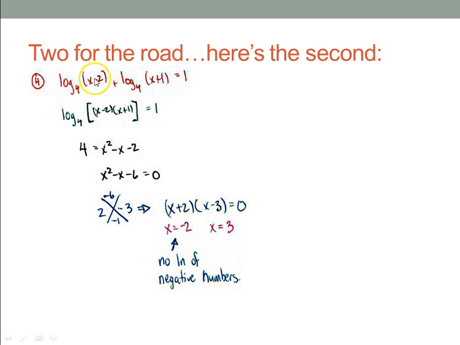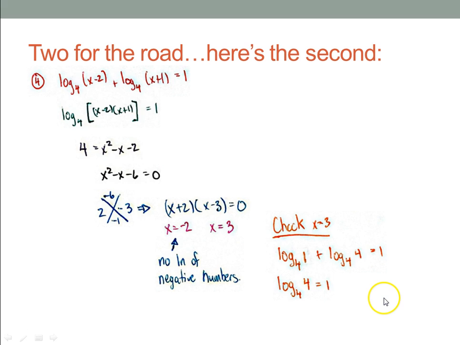This -2, when I plug it here, will give me a negative number, so that does not work. And then I can check x equals 3. If I put 3 here, I get this expression. If I'm adding logarithms, again, I can multiply, so 4 times 1 is 4. This absolutely checks. The log of 4 does equal 1. x is equal to 3.